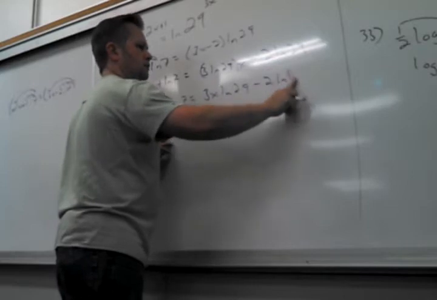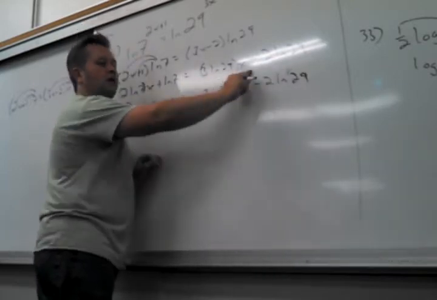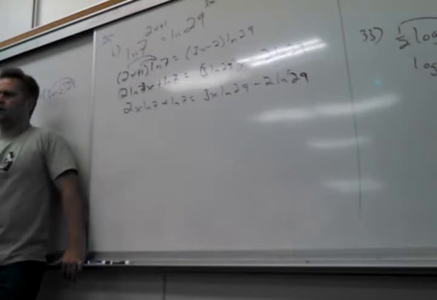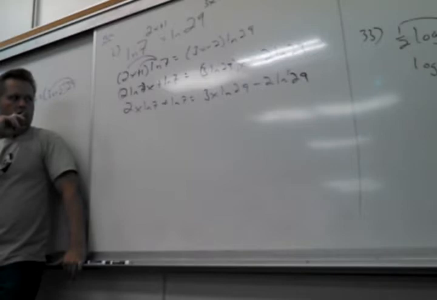Why does it not matter? Because this is all multiplication. I don't care what order I multiply in. So I was just trying to make that number look like a coefficient, but it doesn't really matter. If that's easier to follow, that's cool.